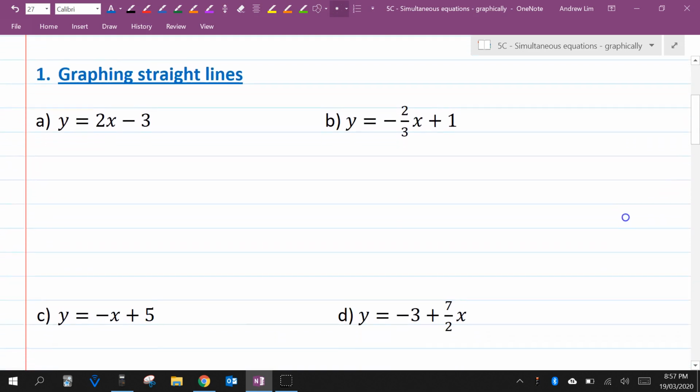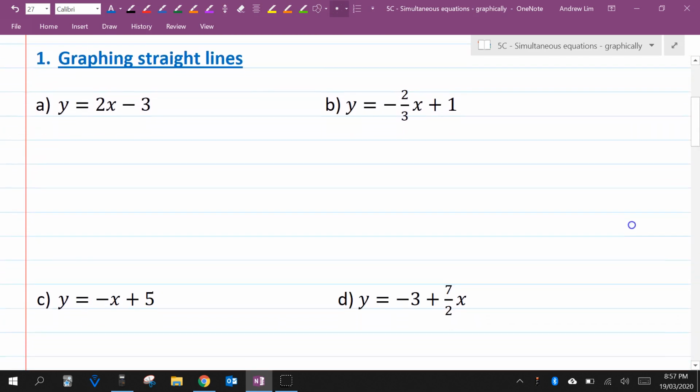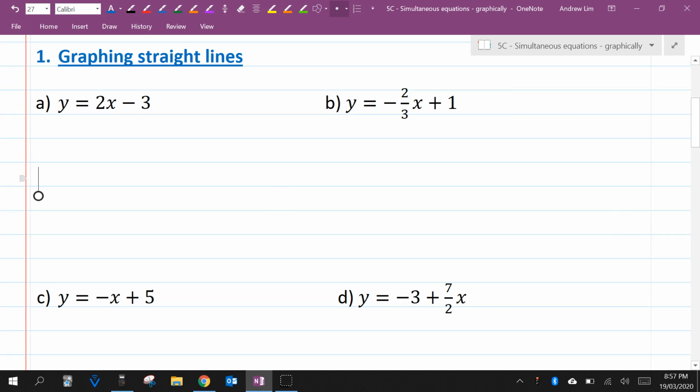Now, I think it's best for me to just teach you one or two methods rather than three different methods, just so that you can get used to the one method and you don't get confused. So here we've got an equation y equals 2x minus 3, which is in gradient intercept form, y equals mx plus b.